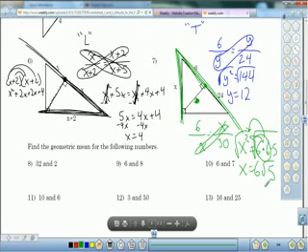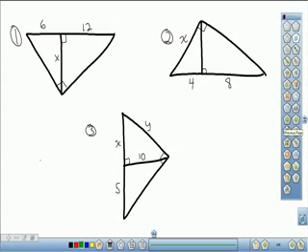Again, it's a proportion. How do we solve proportions? Cross multiply. y squared equals, I'm guessing, 144. Yeah. How do you unsquare something? Square root it. And y equals 12.